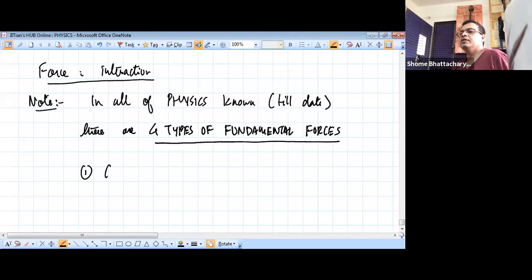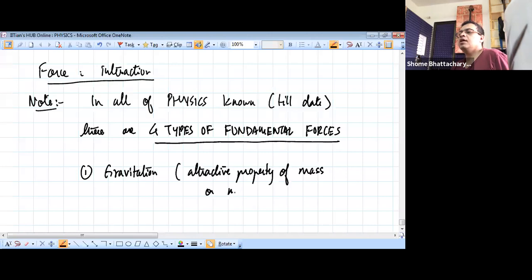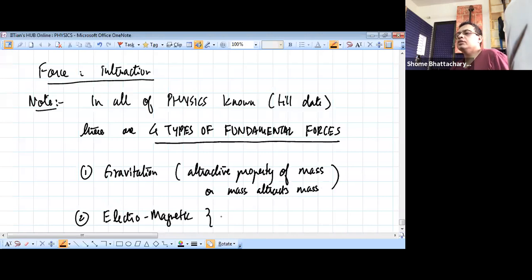And everything else is a combination of these 4 fundamental forces. Okay. Gravitation, which is due to the attractive property of mass, or because mass attracts mass due to this property of gravitation. Then second is the electromagnetic forces, or the electromagnetic interaction. This comes because of charge.